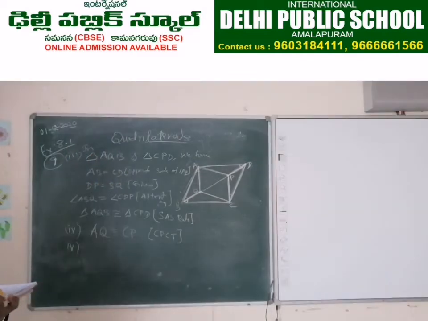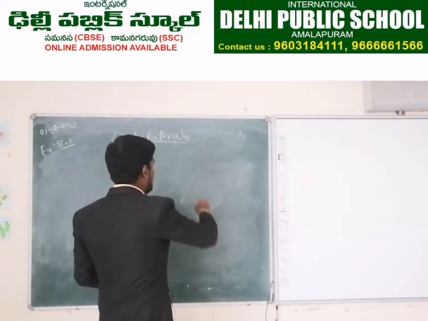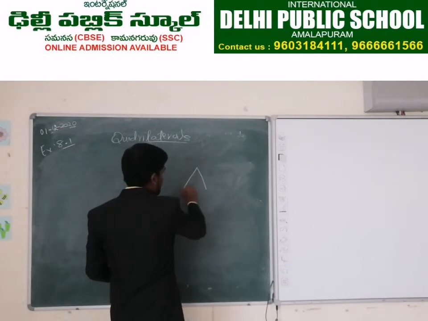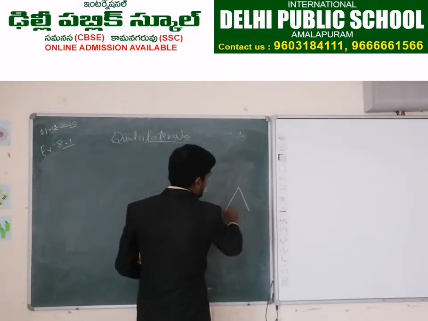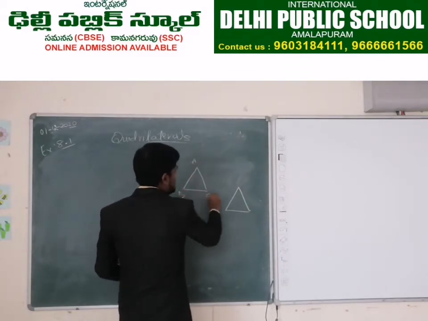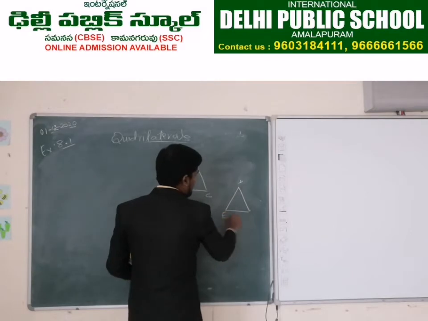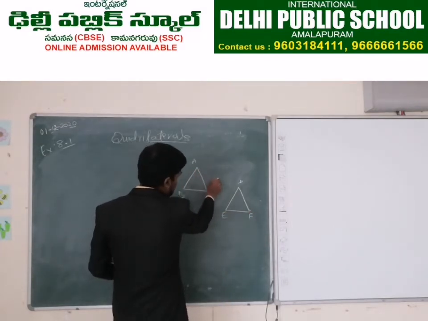So the 10th one is very easy, you have to do that one as homework. We'll go for the 11th question. Yes, here they have given the figure ABC, and this is DEF. So what have they given? They have joined this one.